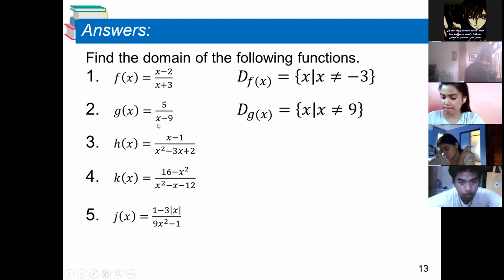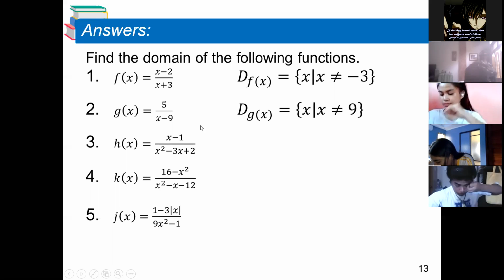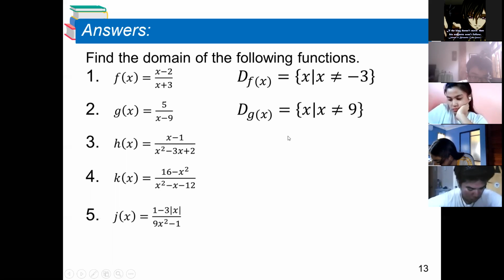Equate x minus 9 equals 0, then transpose the 9 to the right side of the equation. So it becomes positive 9. So x is equal to all values of x such that x is not equal to 9. That's it. Okay, number 3.